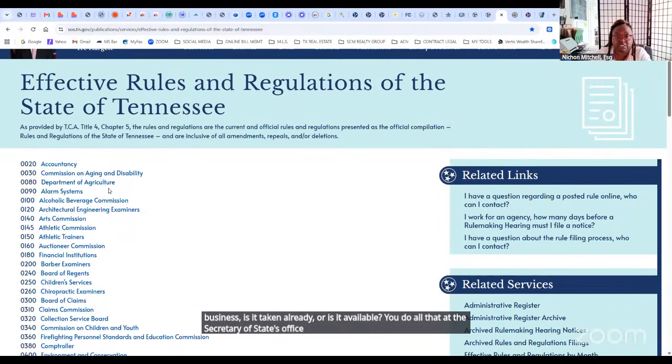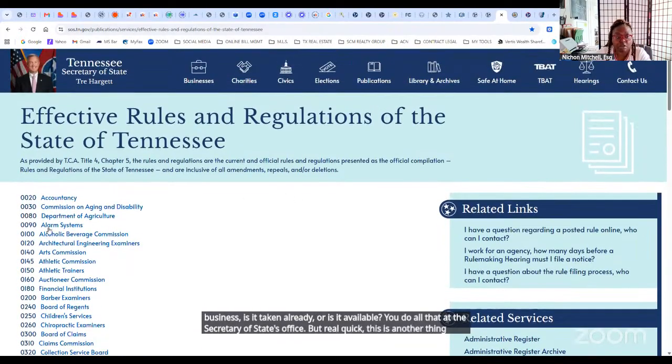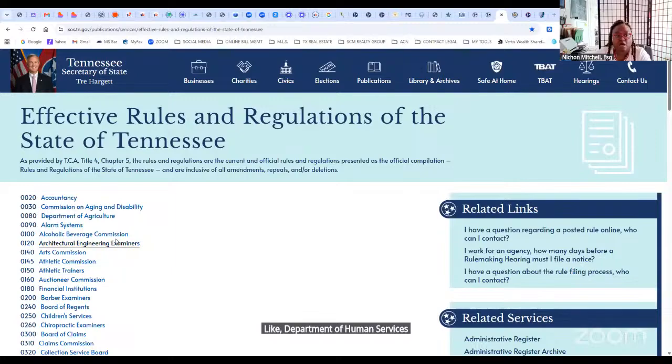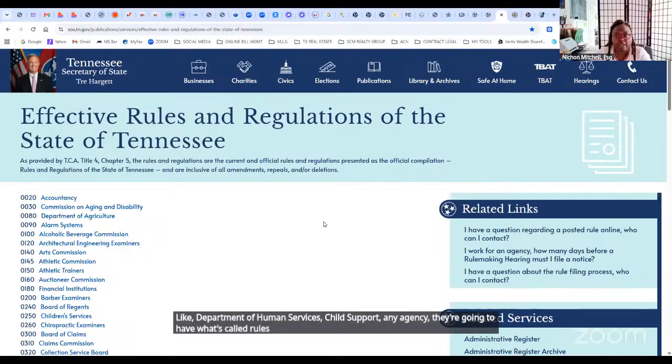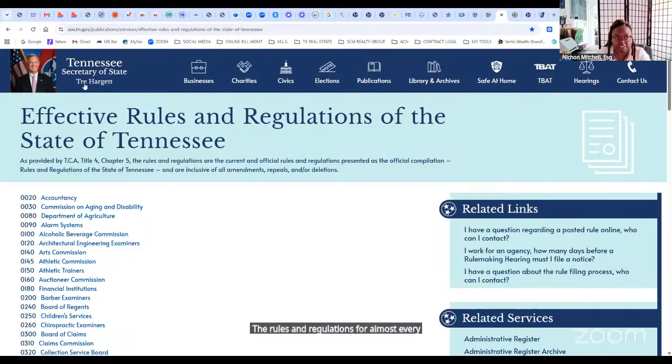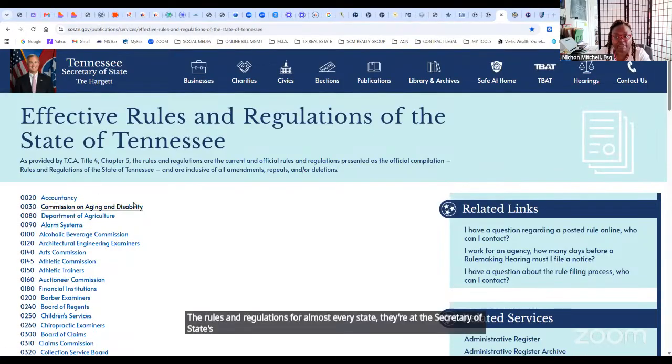But real quick, this is another thing that most people don't know. When you're dealing with state agencies like the Department of Human Services, Child Support, any agency, they're going to have what's called rules and regulations. The rules and regulations for almost every state are at the Secretary of State's office because they have to be officially filed. Now, there's laws, but then there's rules and regulations.